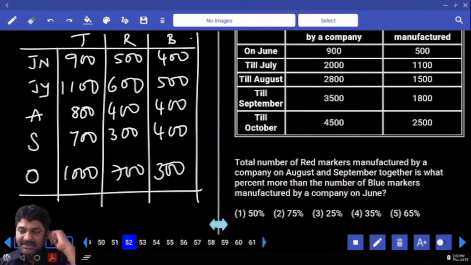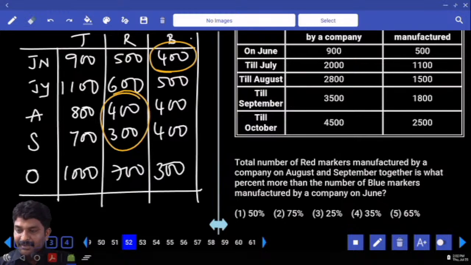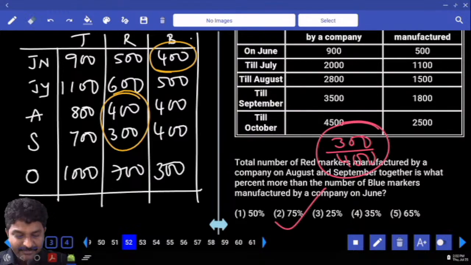Total number of red markers manufactured by a company on August and September together. Red, August and September together is what percentage more than the number of blue markers manufactured by a company on June? June it is blue 400. With respect to 400, 700 is 300 more. 300 more upon 400, in fractional form, percentage.